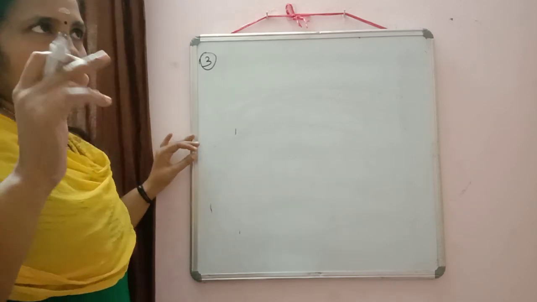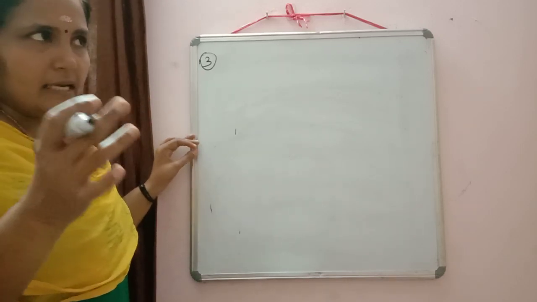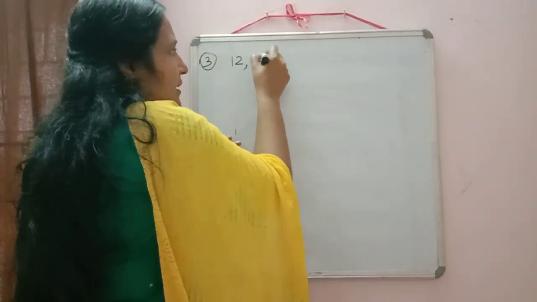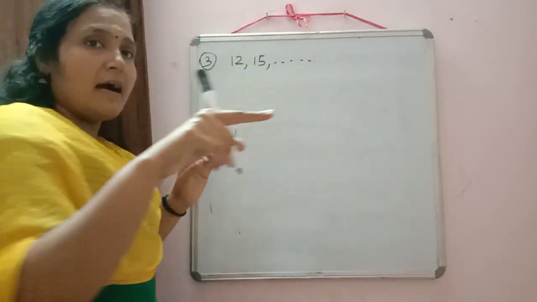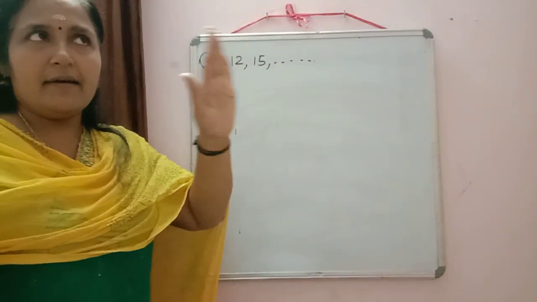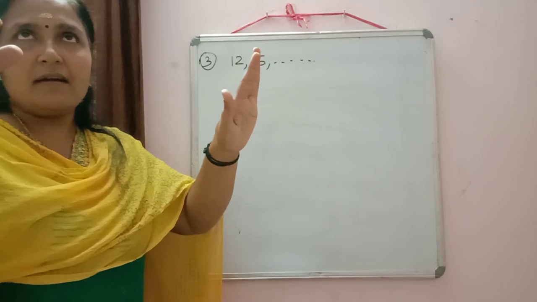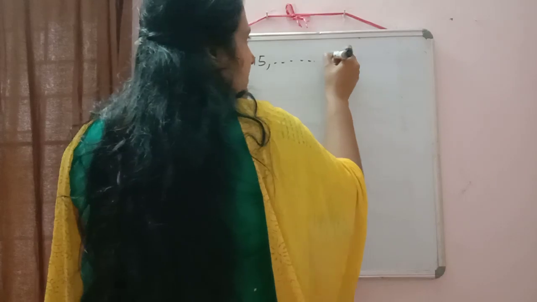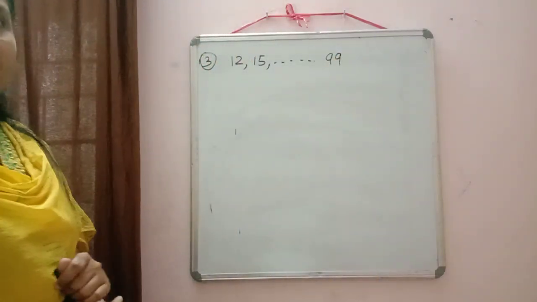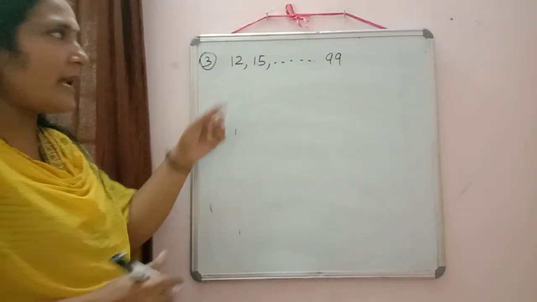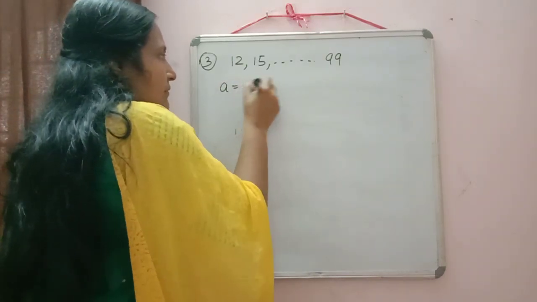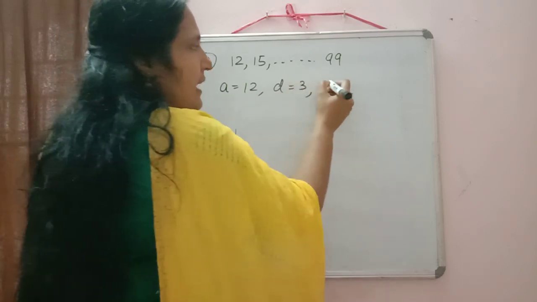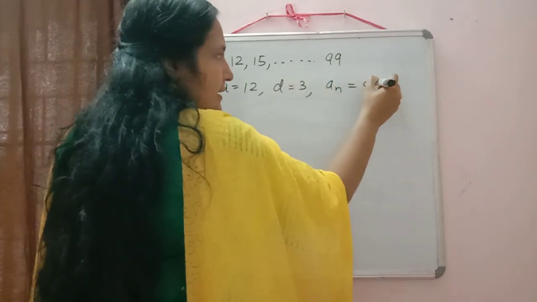So after 10, 11. 11 is not a multiple of 3. Next one will come. Yes, 12. Then 12 plus 3, 15. In this way, what will be the last number between 10 and 100? So previous one to 100, 99. And 99 is divisible by 3. So the last number will be equal to 99. Again, we have the value of A here, 12, and D is equal to 15 minus 12, which is 3, and the last term is 99.